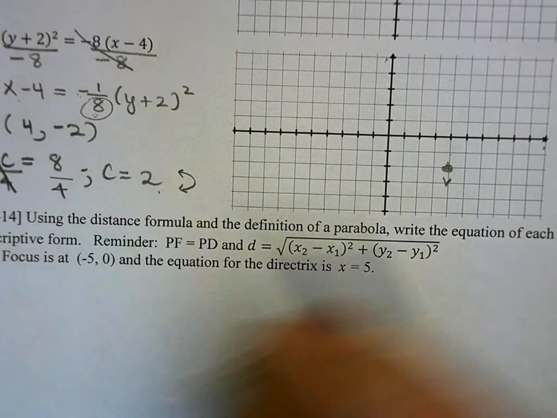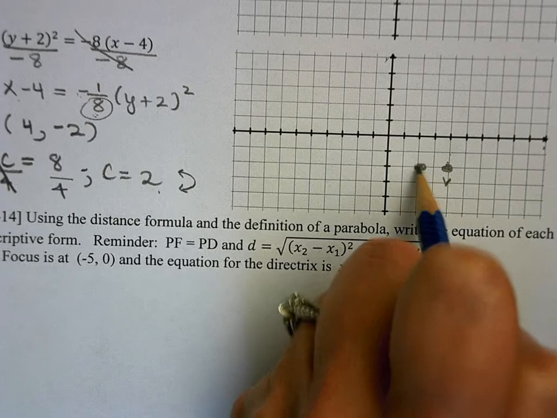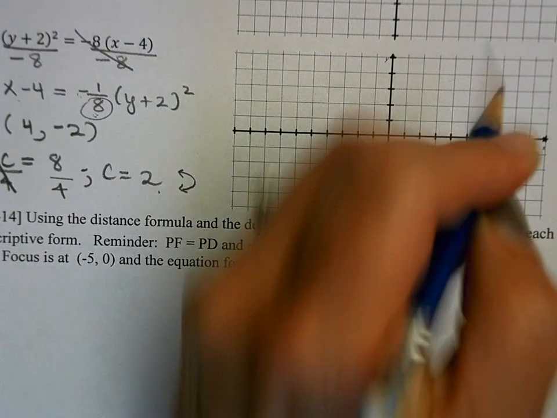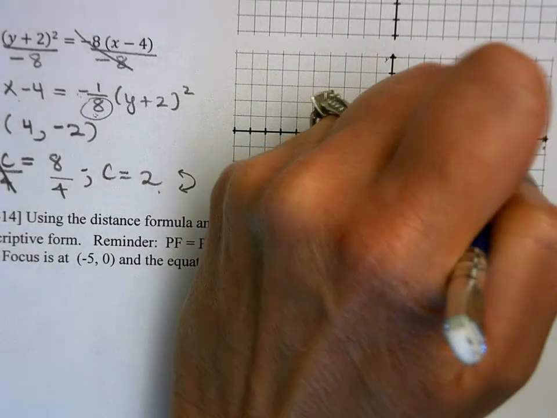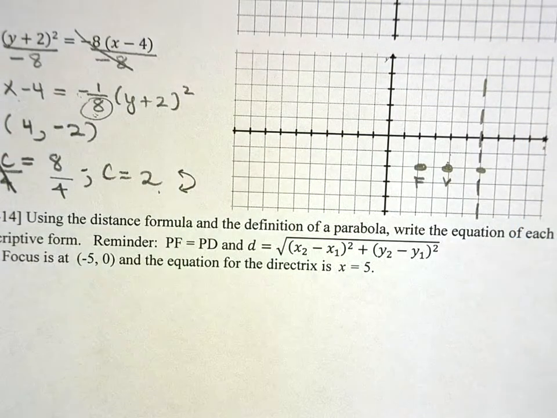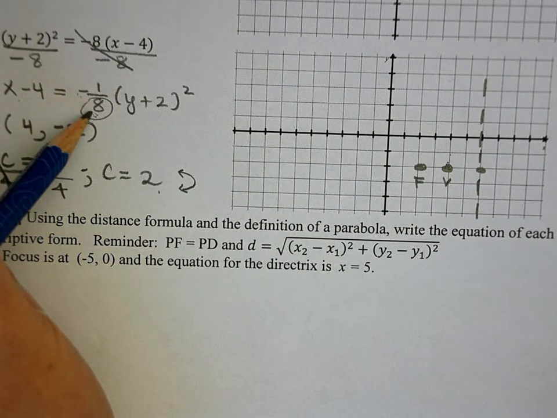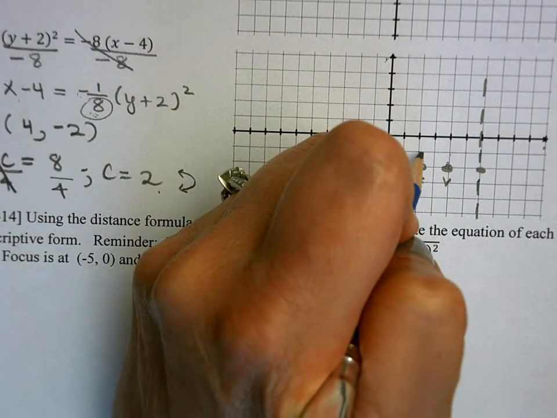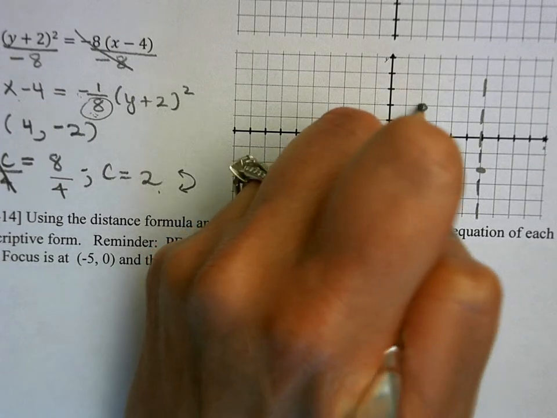C is equal to 2, so I'm going to go left 2, and that will be my focus, and then I'm going to go right 2, and that will be my directrix. So let me draw in my dotted line there. And then my focal width is a total width of 8, so I need to go a total width of 8 on my focus, so that means I'm going to go up 4 and down 4.